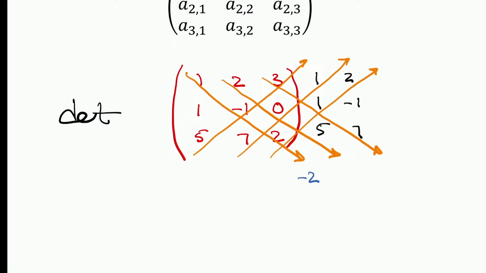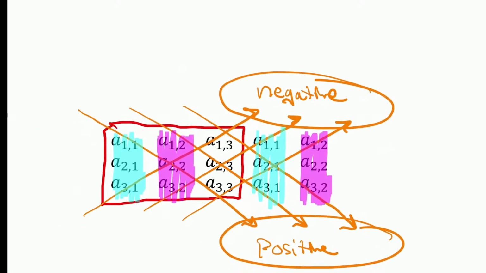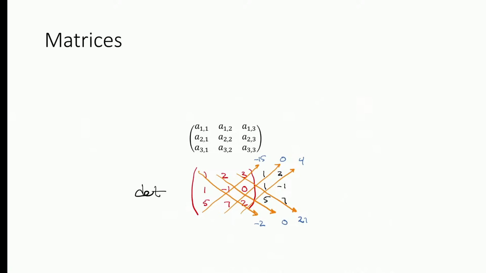1 times negative 1 times 2 is negative 2. 2 times 0 times 5 is 0. 3 times 1 times 7 is 21. Going up now. 5 times negative 1 times 3 is negative 15. 7 times 0 times 1 is 0. 2 times 1 times 2 is 4. Now going back to this, the things going up I'm going to negate. The things going down I leave the way they are.